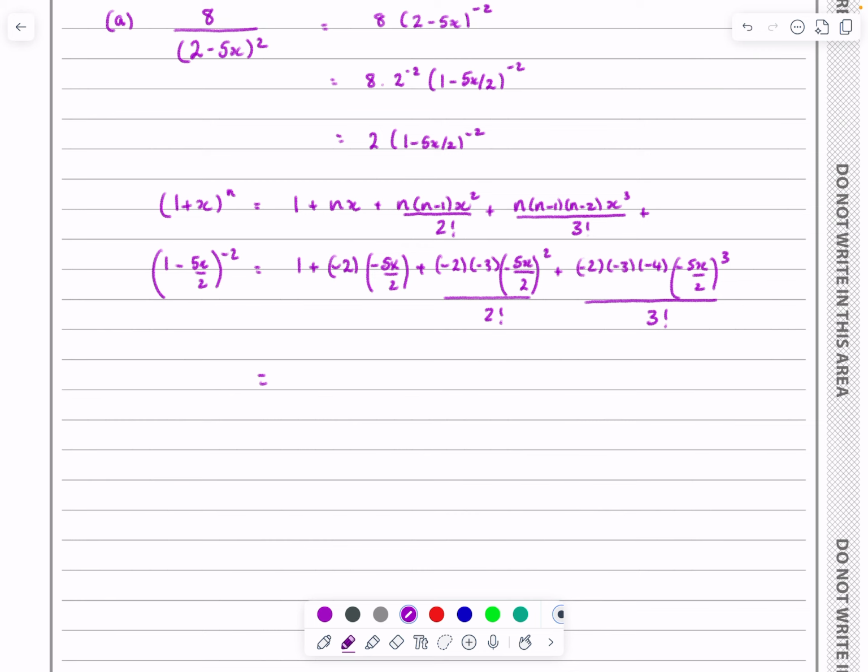And then here you just need to practice these. I'm not going to spend any time doing this, whether you want to just multiply all the constants out. So for example, minus 2 times minus 5x over 2, minus 2 times minus 3 times minus 5 over 2, all squared, all divided by 2 factorial, and then so on and so on and so on. But the answers that we get are 1 plus 5x plus 75 over 4 x squared plus 125 over 2 x cubed plus dot dot dots.